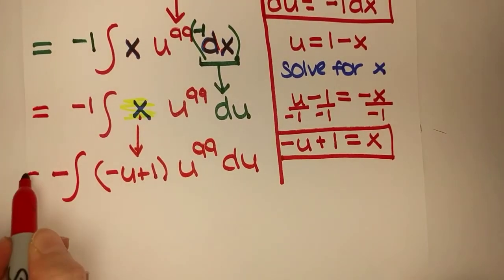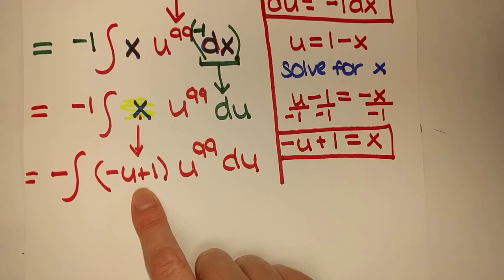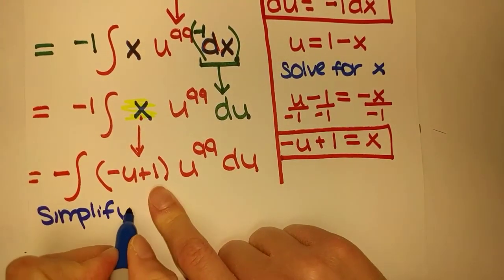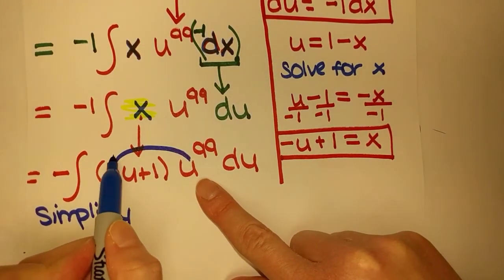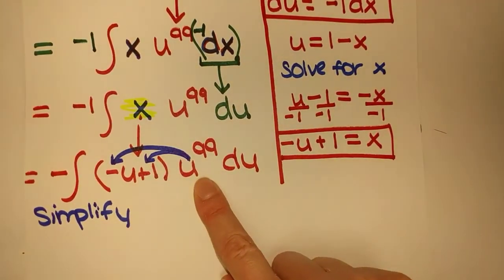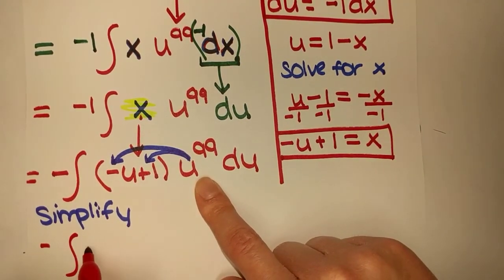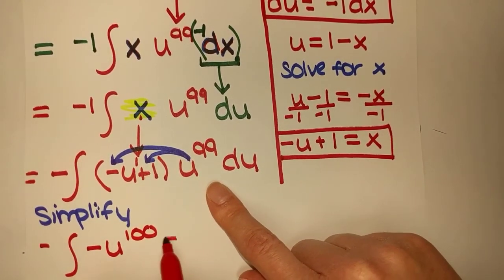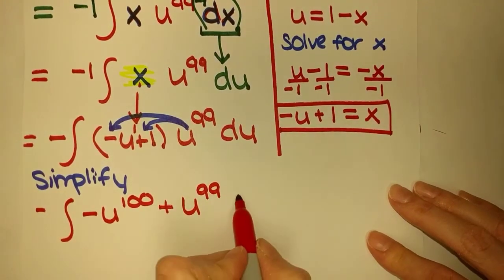Now, at this point, you're looking at it and it's like, okay, how am I going to integrate this? I also have parentheses, so I have to use u substitution. You do not want to go down that road. You want to simplify as much as you possibly can. And if you get a little creative about your simplification, you will see that this u to the 99th can be distributed, just like we would do with derivatives, and you will get negative integral negative u to the 100th, again adding exponents there, plus 1 times u to the 99th, and then our du.